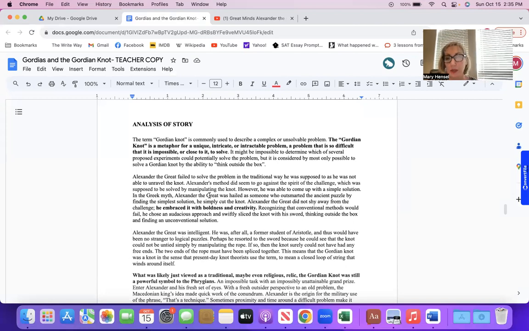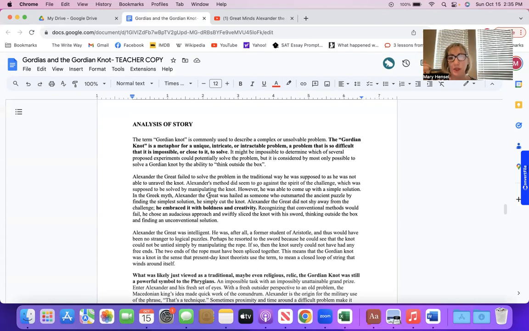The term Gordian knot is used to describe a complex or unsolvable problem, a conundrum. I love that word, conundrum. It is a metaphor for a unique, intractable problem that is so difficult it's almost impossible or close to it to solve. And in order to solve a Gordian knot, as you saw in the video, you really have to think outside the box.